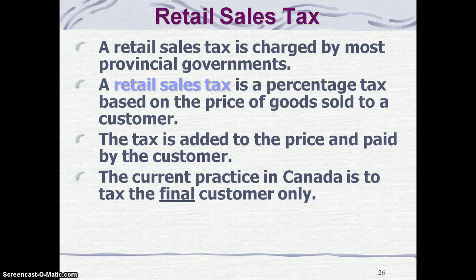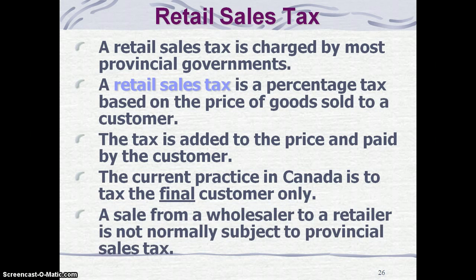Hence, the current practice in Canada is to tax the final customer only. A sale from a wholesaler to a retailer is not subject to provincial sales tax. So if there's one business selling an item to another business, provincial sales tax will not be paid in that case. It's going to be taxed a little bit differently when this happens. And when we look at GST, that's when we're going to start looking at when businesses sell to other businesses.